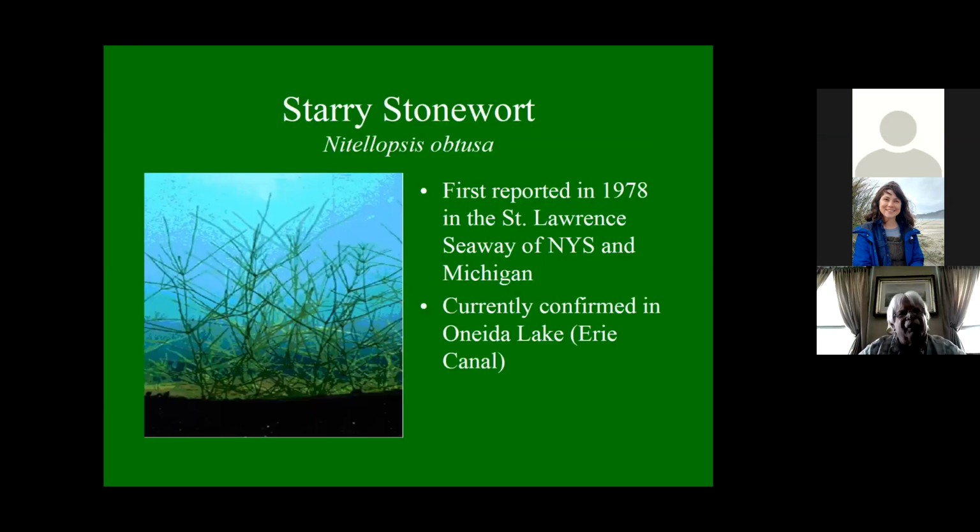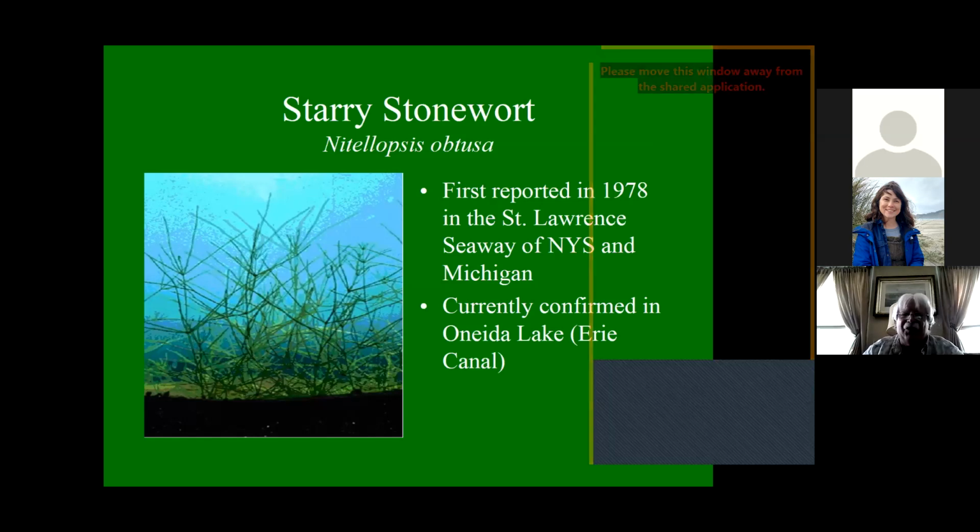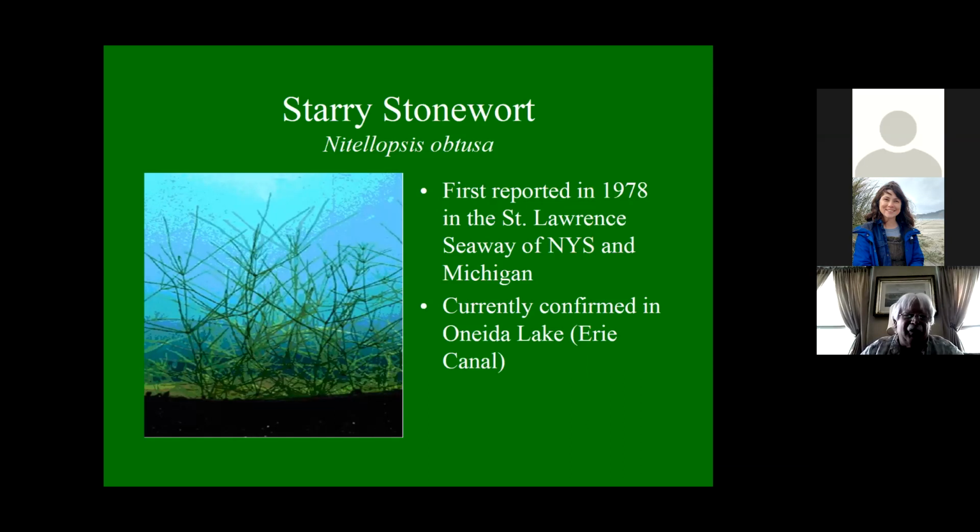This is Starry Stonewort, another species. It's a little different. This one is actually a macroalga rather than a true aquatic plant. And by that I mean that it doesn't have roots. It has what is called a holdfast, where it attaches to the lake bottom. And it actually gets all of its nutrition from the water column. It doesn't get nutrients through roots. So a somewhat smaller plant, but it grows in fairly dense tangles.